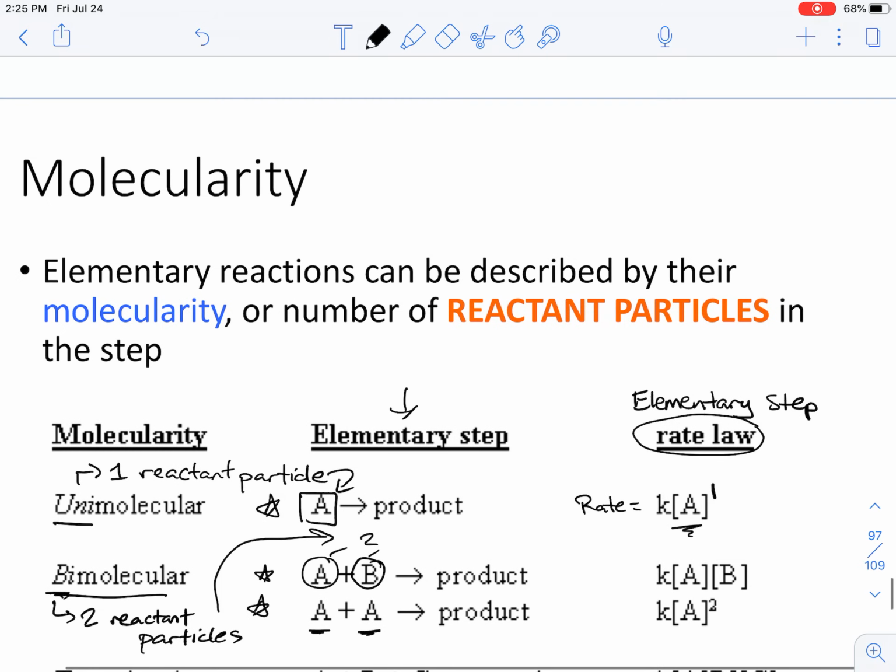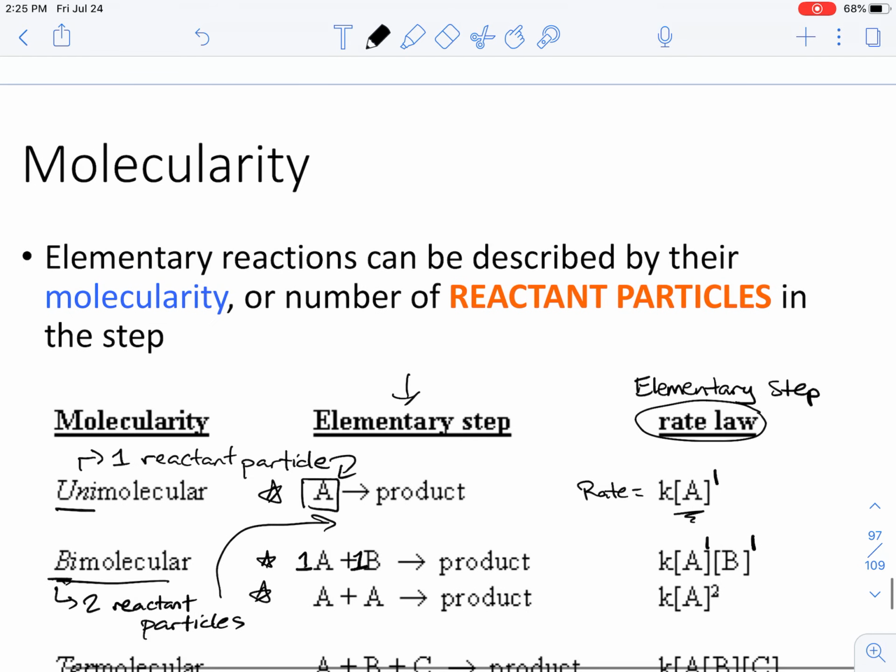Now, when you guys are writing the rate law for these elementary steps for a bimolecular reaction, remember that the order of reaction can be written based on the coefficient of each elementary step. So since there's one reactant A and one reactant B, then the order of reaction with respect to A is 1, and the order of reaction with respect to B is 1. Okay, so remember, once again, these are elementary rate laws.